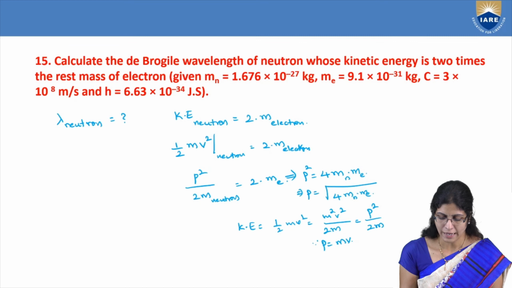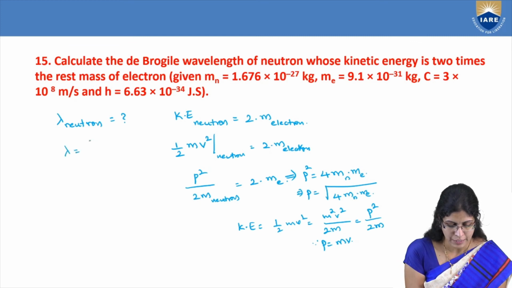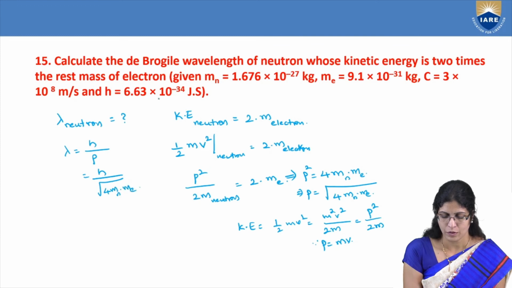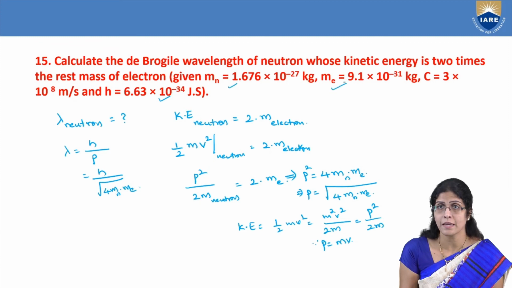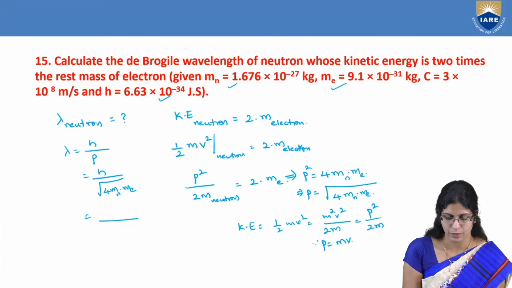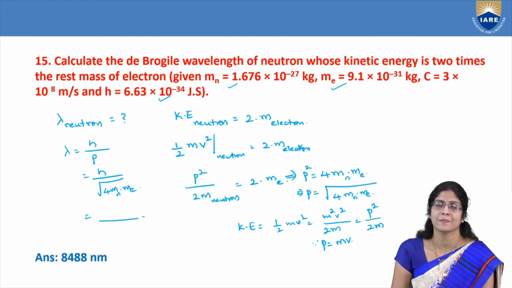Okay, so now I have p and I need lambda. You know very well, lambda is equal to h by p, that is equal to h by square root of 4 mn me. You are given h, you are given mn, and you are given me. Just substitute and you will end up with the answer as 8488 nanometer.